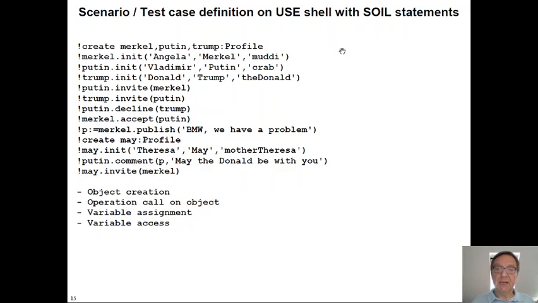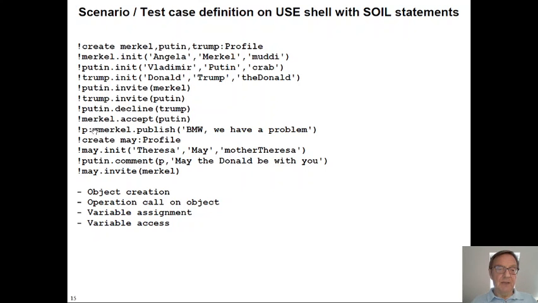On the USE shell, on the USE command line interface, we can execute commands. We have seen this before. We have stated queries, we have evaluated numerical expressions. But what is also possible, we can execute particular commands. We can, for example, create objects, so we can do object creation. We can perform particular operation calls on objects. We see here the call init on the object Merkel, which was created one step before. We can use variables on the shell.